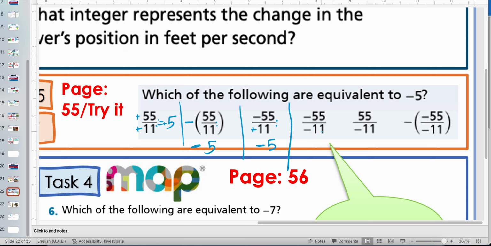Here, 55 divided by 11 is 5. Negative with negative is positive. Here, 55 divided by 11, it's 5. Positive with negative is negative. And here, we want to evaluate the one inside first. 55 divided by 11 is 5. Negative with negative is positive. And there's a negative outside. Negative with positive is going to give me a negative 5. So which answers are negative 5? This one, this one, this one, and this one.